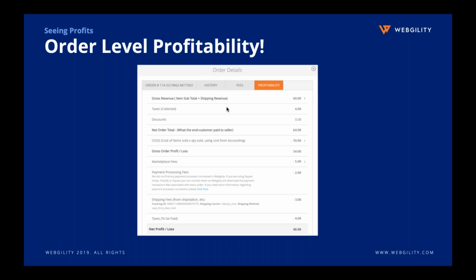Was it because you didn't have the right sell price, or is there a higher fee than you expected? And drill down into this information so that you can again make the intelligent response to the non-profitable products and items in your inventory.